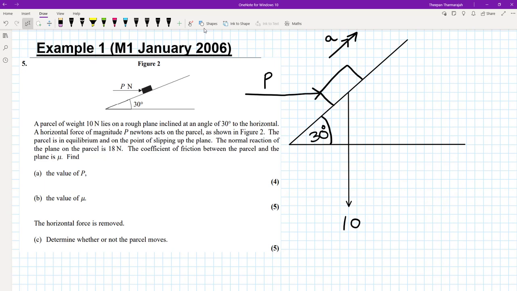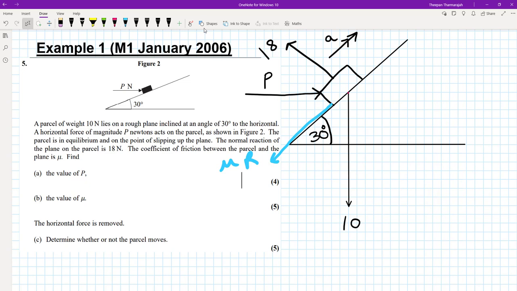The normal reaction of the plane on the parcel is 18 newtons. So let's draw that in. So it's 18 newtons. And the coefficient of friction between the parcel and the plane is mu. So if the particle is trying to move up, that means that the frictional force is trying to move down. So I'm going to draw that here. And that's going to be denoted by mu R, because friction is mu R. So now what we can do, we can start resolving the forces.